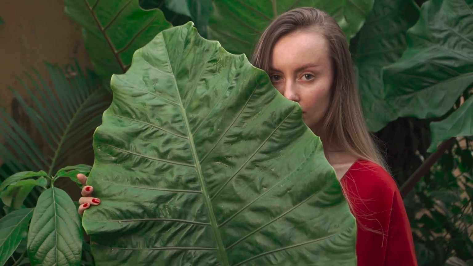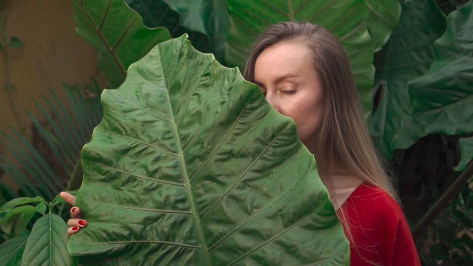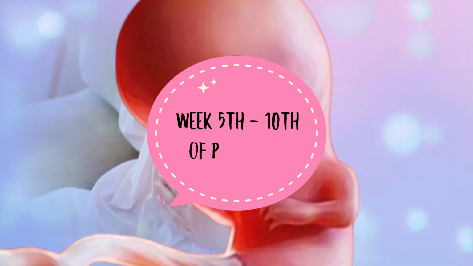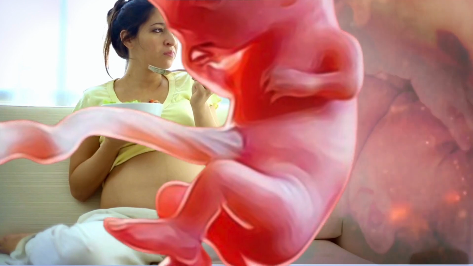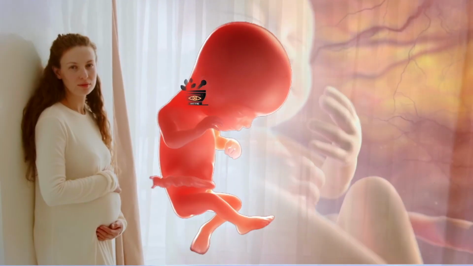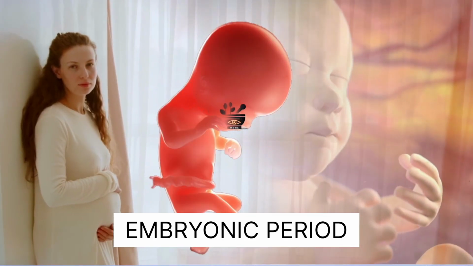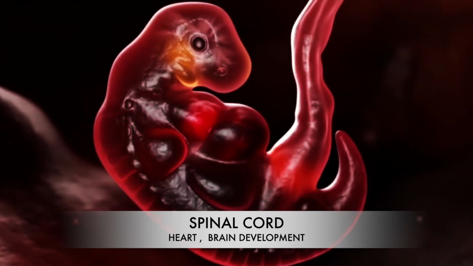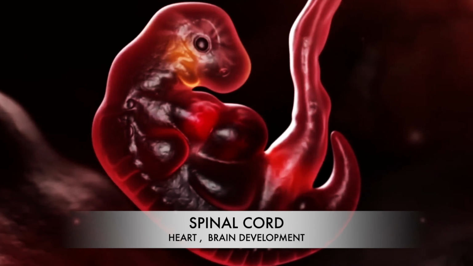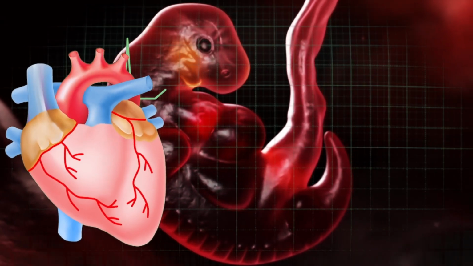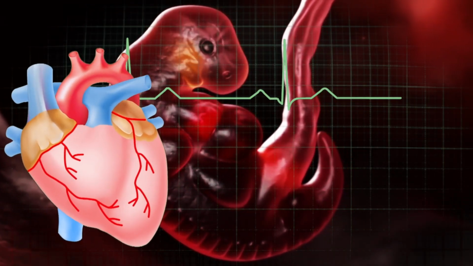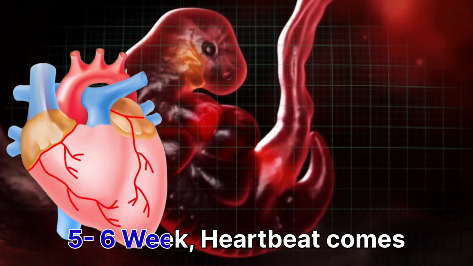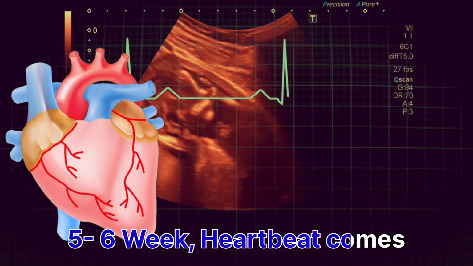Now let us understand what happens in the 5th to 10th week of the pregnancy. This is basically the period when the foundation is built. This period is known as the embryonic period. In this period, the essential organs like the spinal cord, heart, and brain of the baby start developing. By the end of the fifth week, or between the fifth and sixth week, the baby's heartbeat will come. This heartbeat can be detected easily in an ultrasound done at this period.